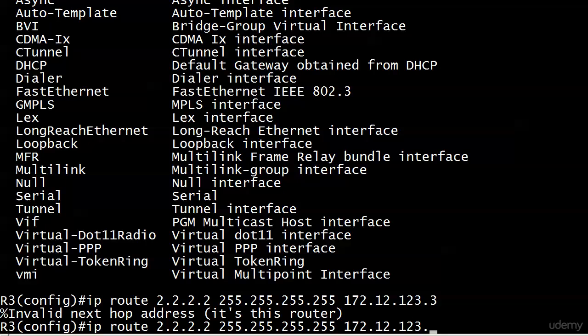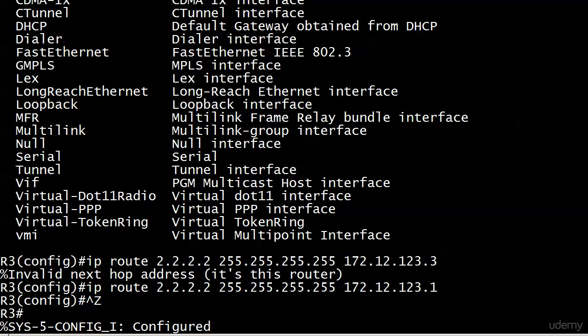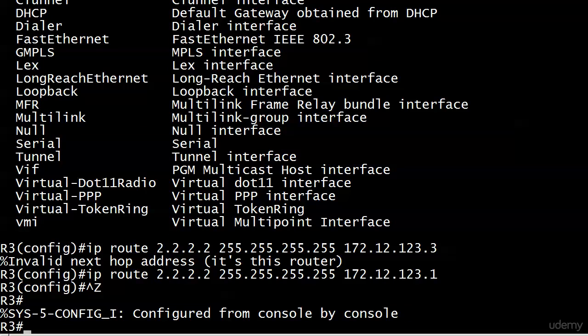Whew, okay, no more of that for a little while anyway. So let's go ahead with that. And that's the end of the command. That's all I'm required to put. And I've got the next hop IP address there, and I'm good to go. Let's see how that looks in the routing table.